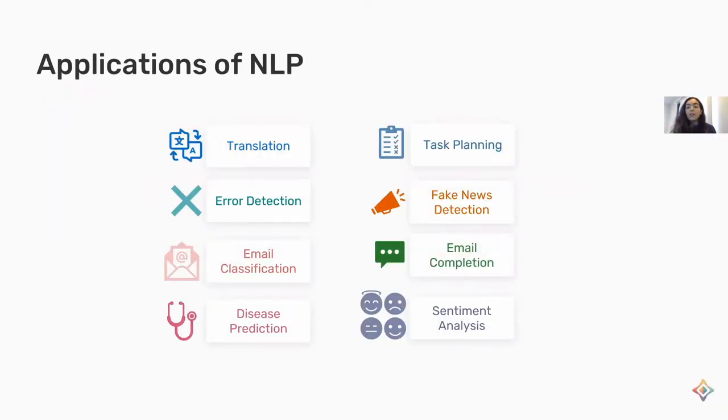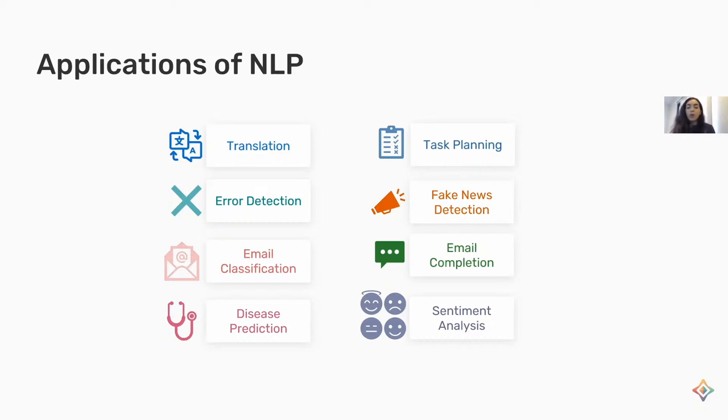The ultimate objective of natural language processing is to read, decipher, understand, and make sense of the human language. Some of its applications in our daily lives are translation, help with planning tasks, fake news and error detection, email classification, and completion.